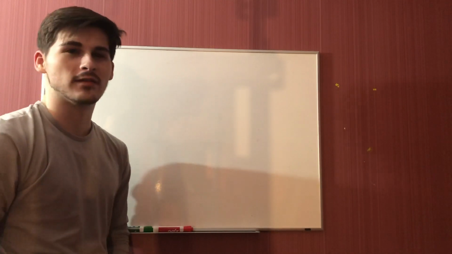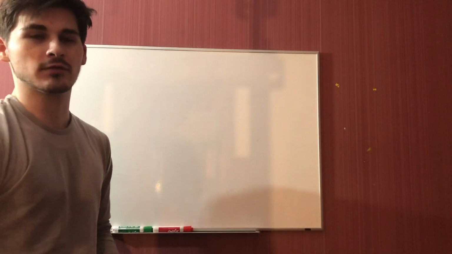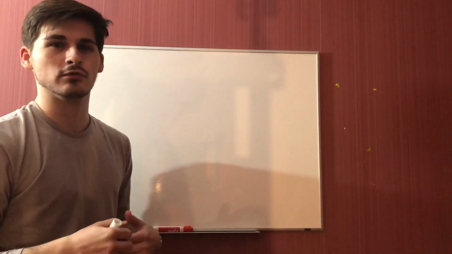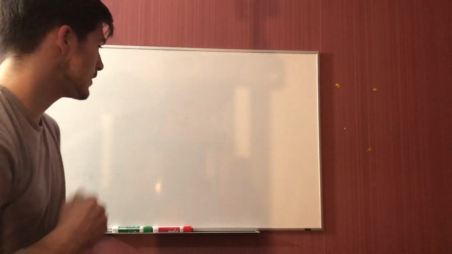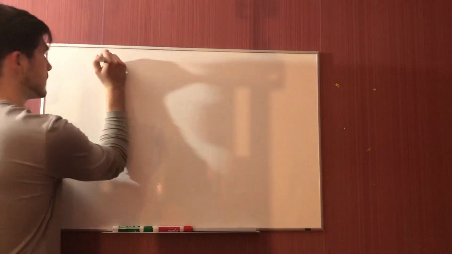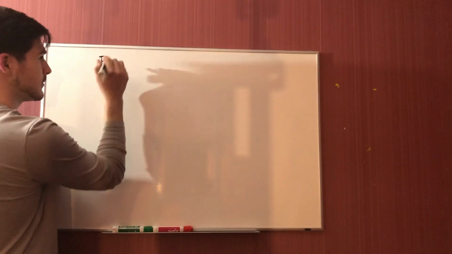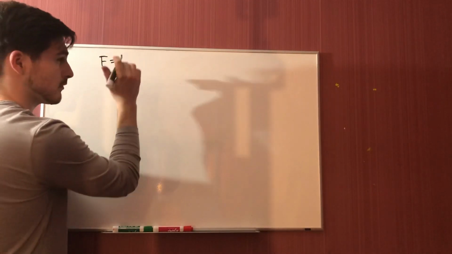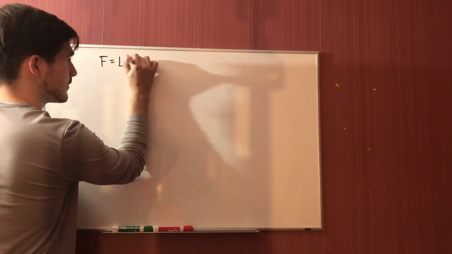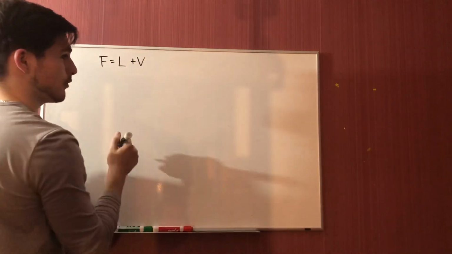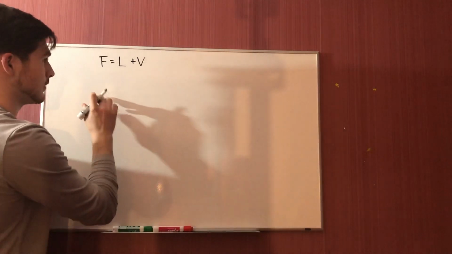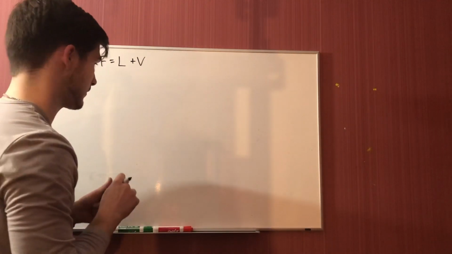Hey, it's Matthew, and in this video I'm going to be deriving the lever rule and showing how it applies to dew and bubble temperature graphs. For starters, we can say that the total number of moles in a system is equal to the total number of liquid moles in the system plus the total number of vapor moles in the system. And this is assuming there's no solids in the system, of course.